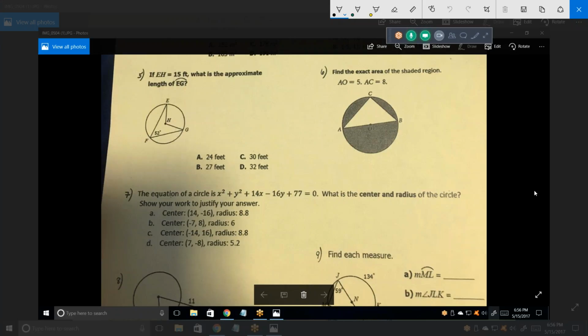Okay. First of all, what kind of triangle is that? Any triangle inscribed in a semicircle is always a right triangle. By definition, this angle is 90 degrees. Okay? So, if we label this thing, that's 5, that's 8.